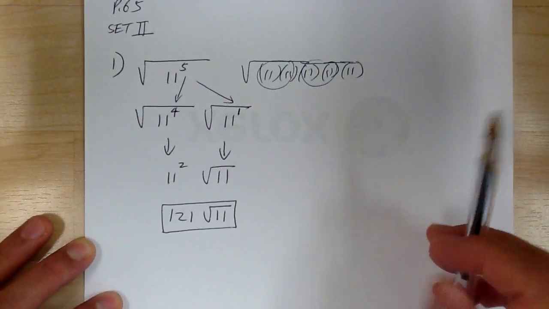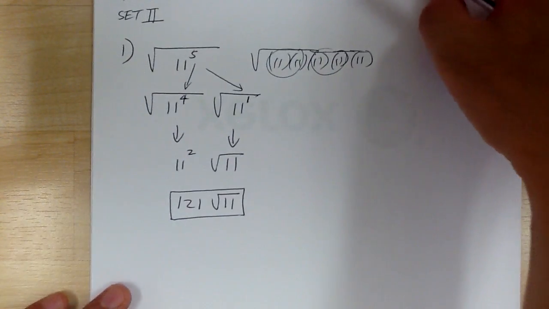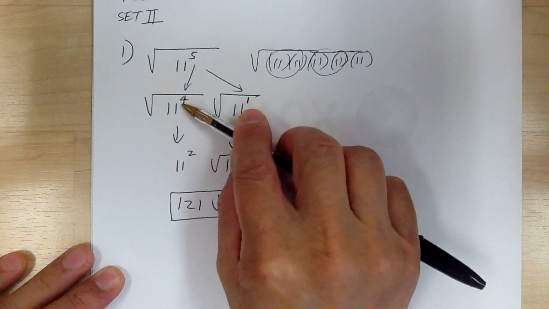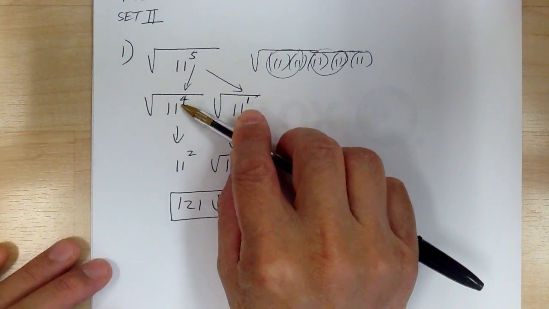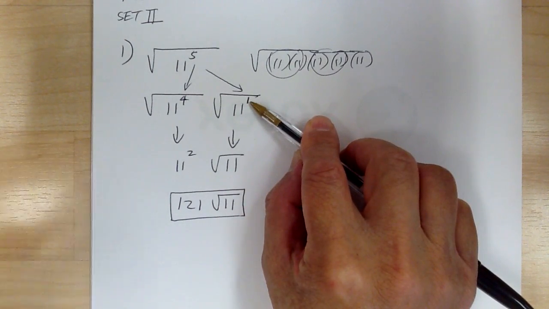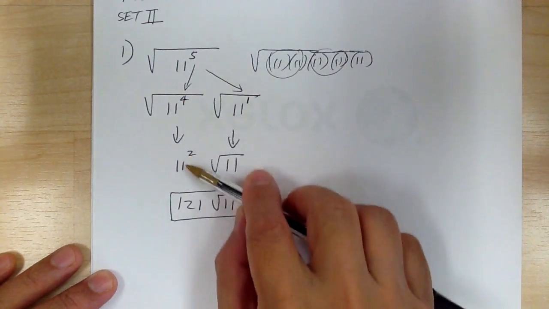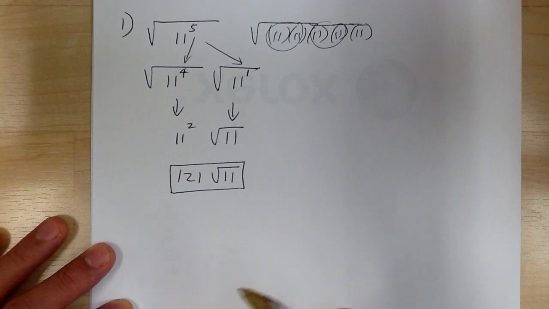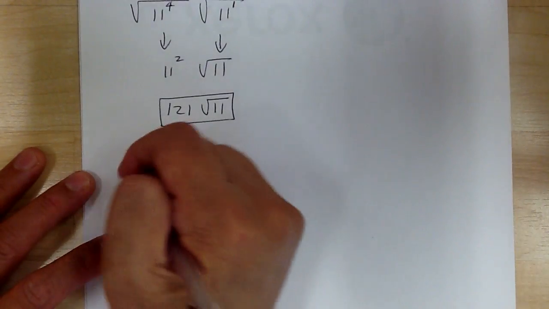So again, to sum up what we're talking about: when the number does not come out nicely, you separate it into 2 parts. The part that's nice and the part that's the leftover. Then this will come out nicely, and this is the leftover, and you multiply out, and that's it. So let's go ahead and do number 2.